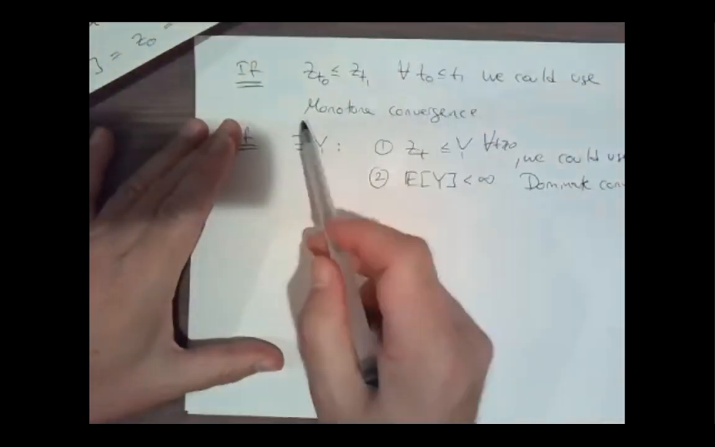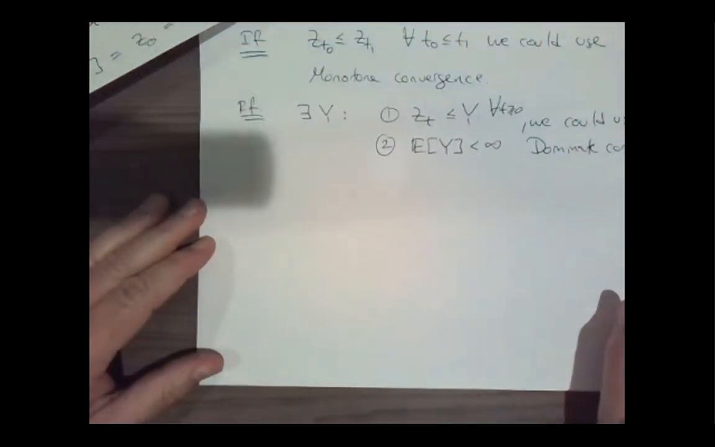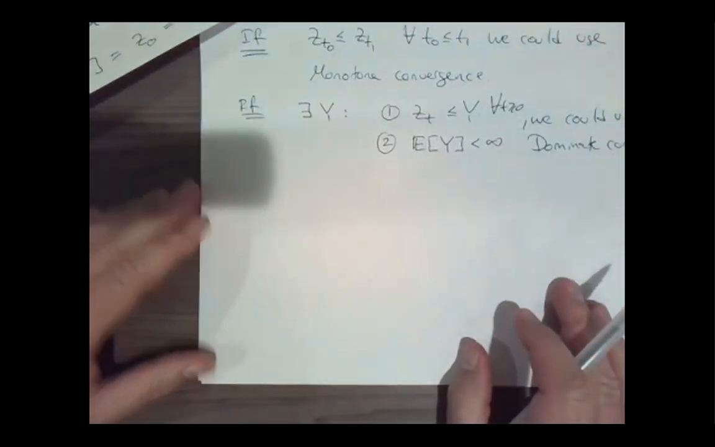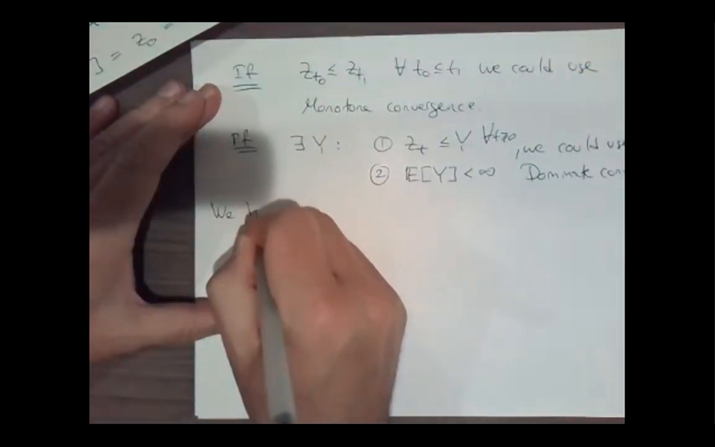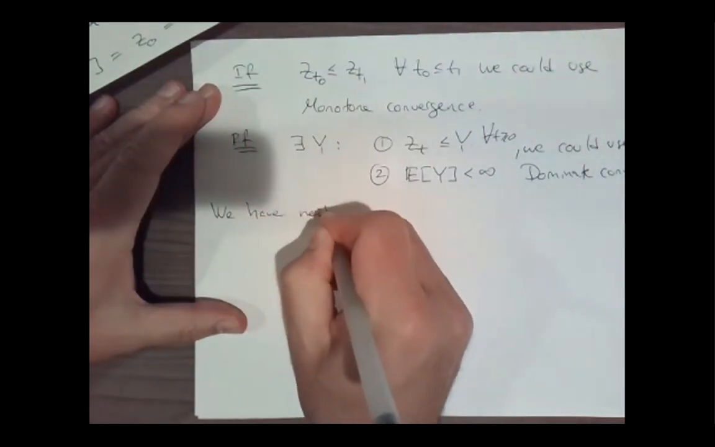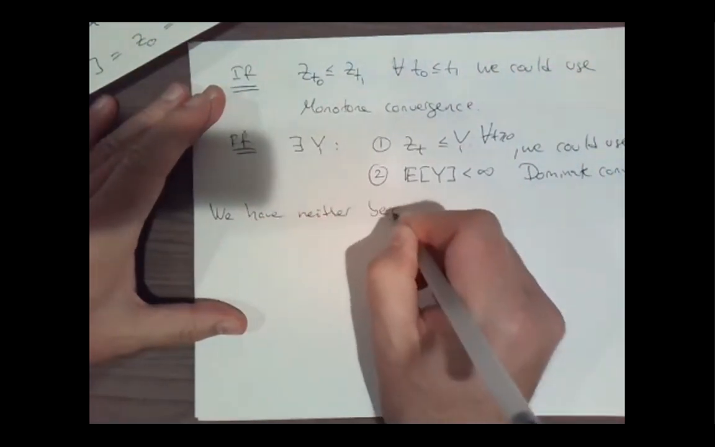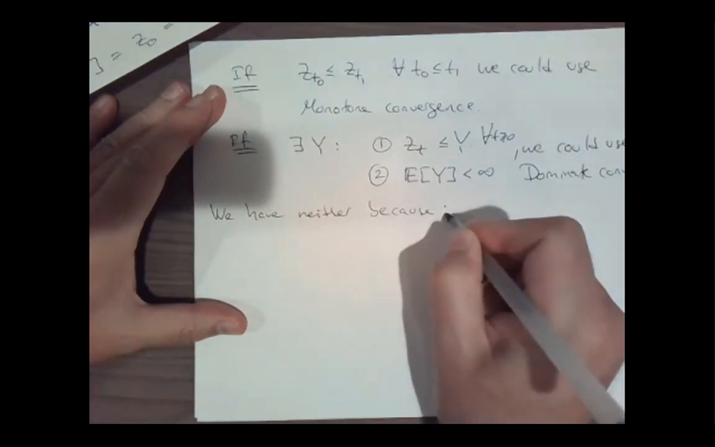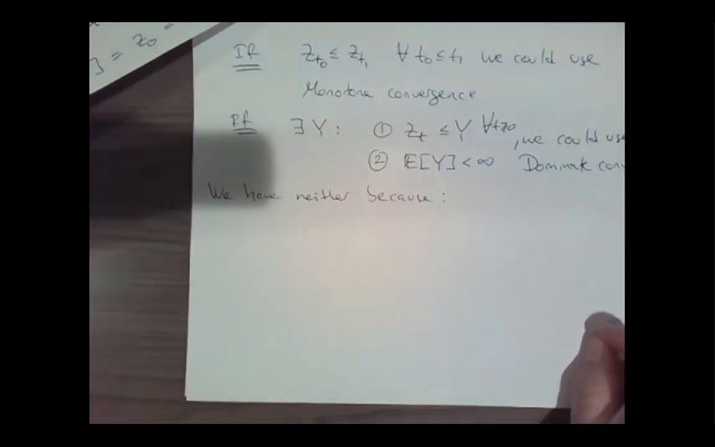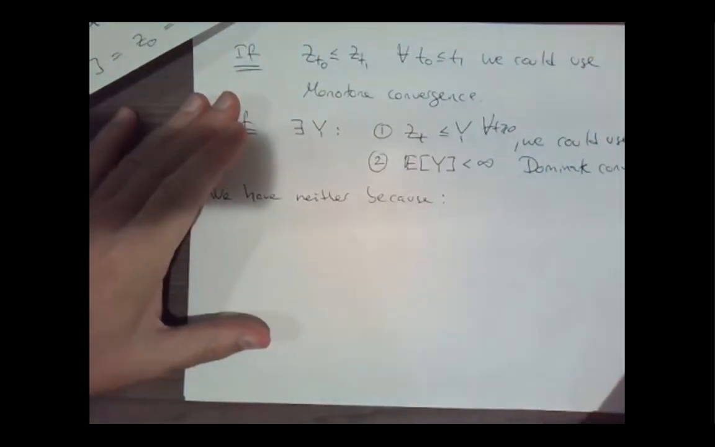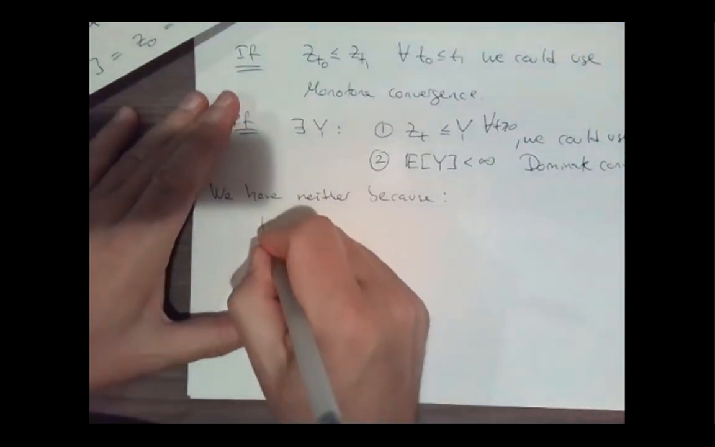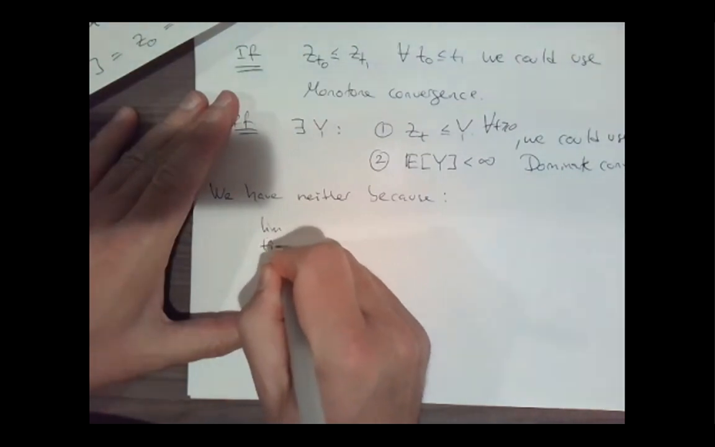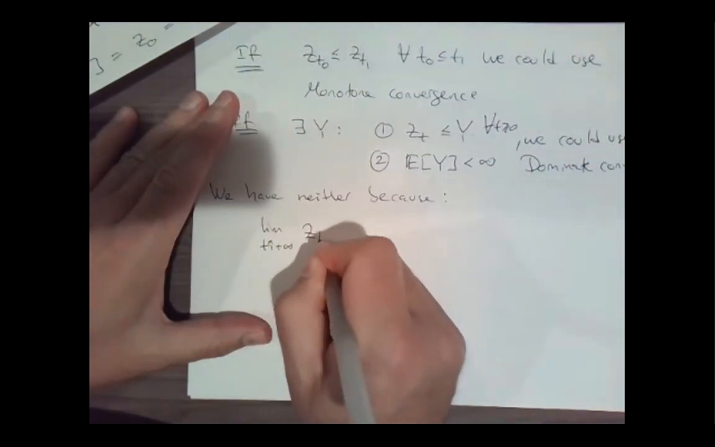If you had monotonicity, you could use monotone convergence. We don't have any of this, so we have neither. And so here's the argument. What is the limit? How does this thing behave? If I look at the limit as t goes to infinity of C_t.